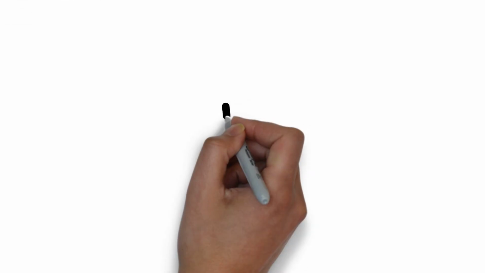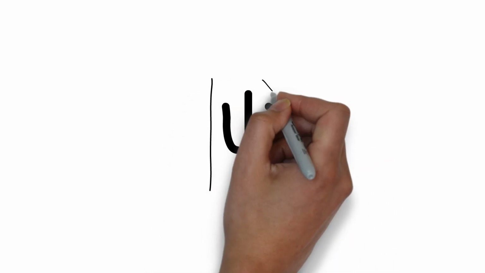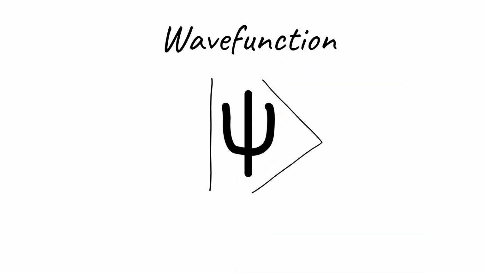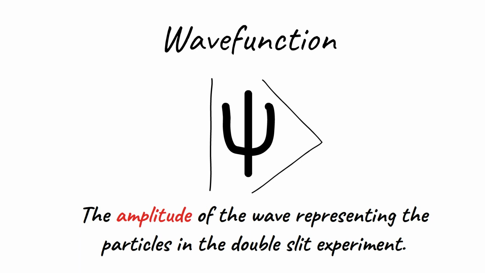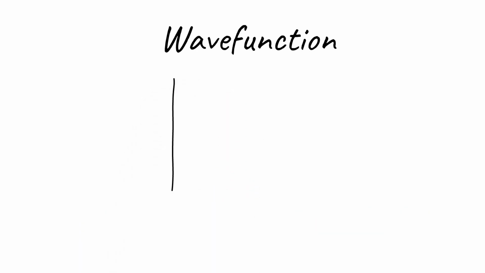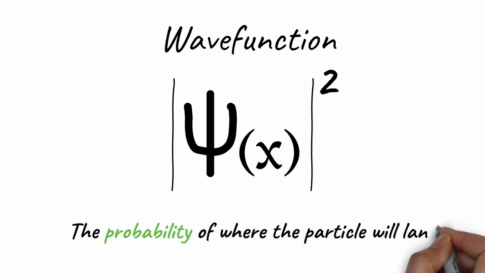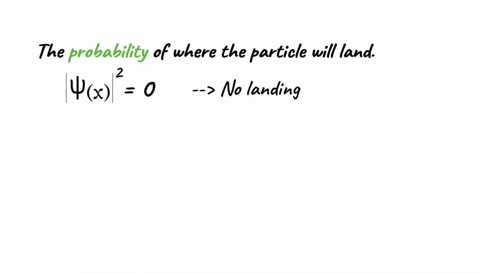We can use something called a wave function to predict where the particle will land. This here is the wave function notation, and it is the amplitude of the wave representing the particles in the double slit experiment. The wave function squared tells us the probability of the particle landing at a certain position x on the screen. For example, if the probability was 0 at a point x on the screen, this means that there is 0% chance that the particle will land there.